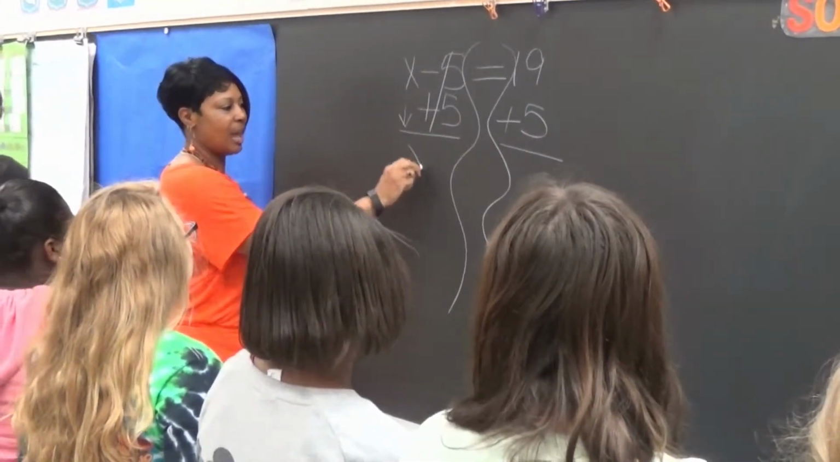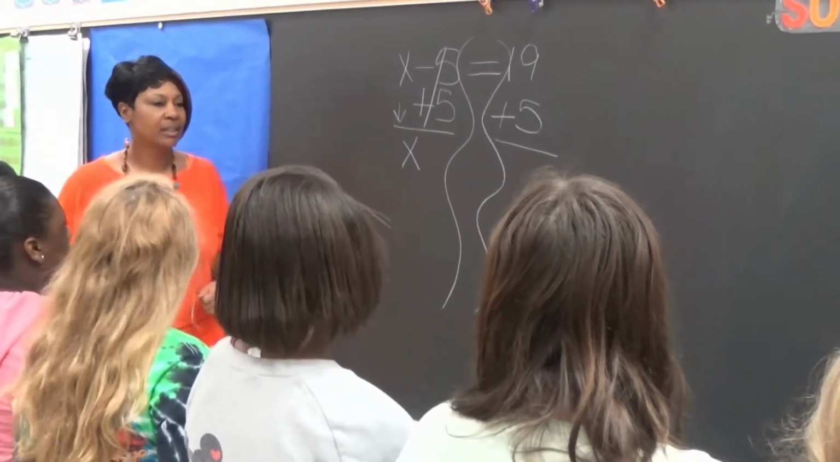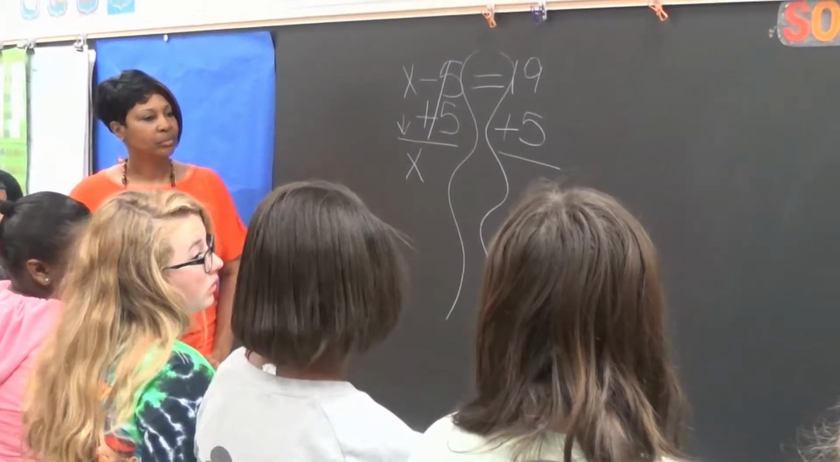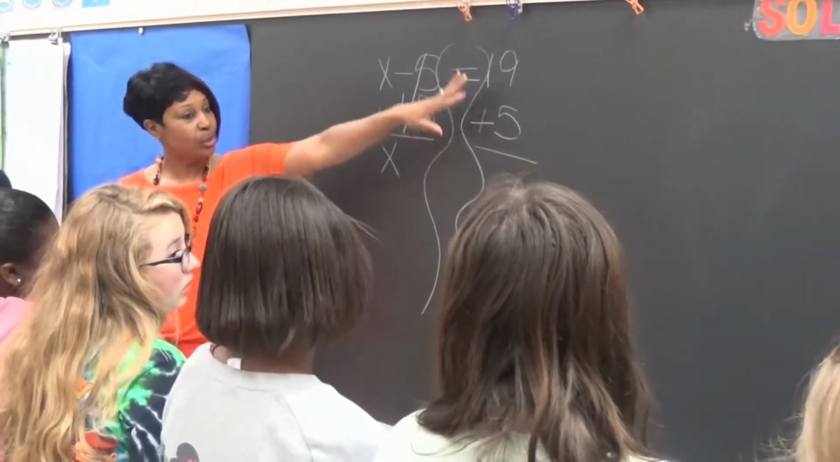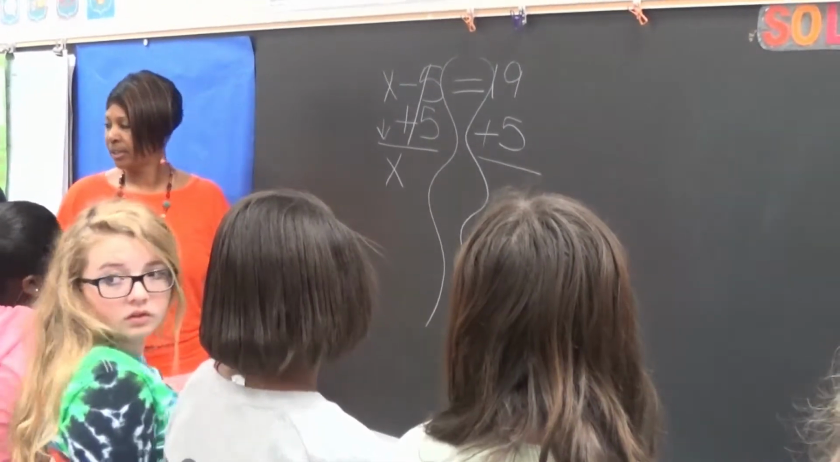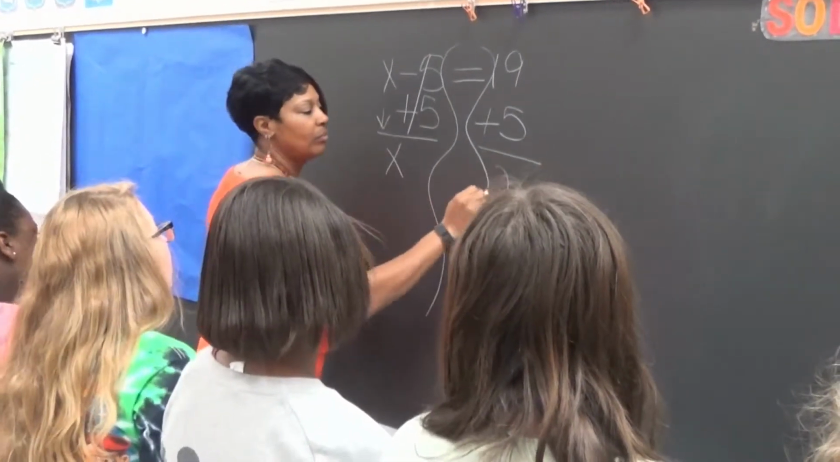Now we only have x on this side. What happens on this side? 6 minus 2 equals 4. That's correct, so I know I did the problem right. I have to add these two numbers. What happens when I add 19 plus 5? 24.